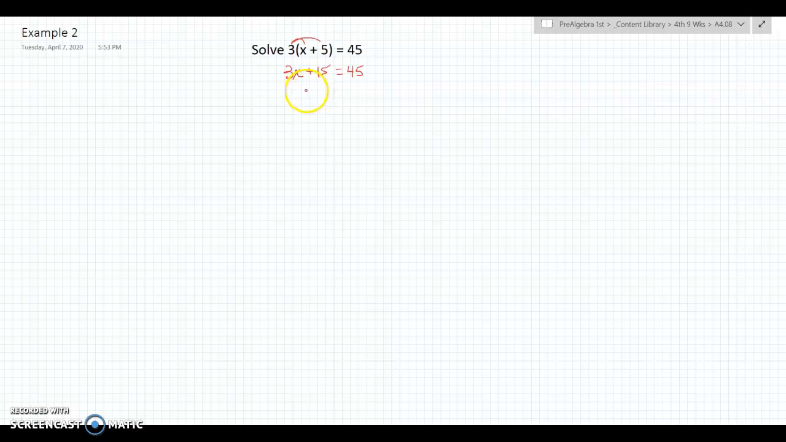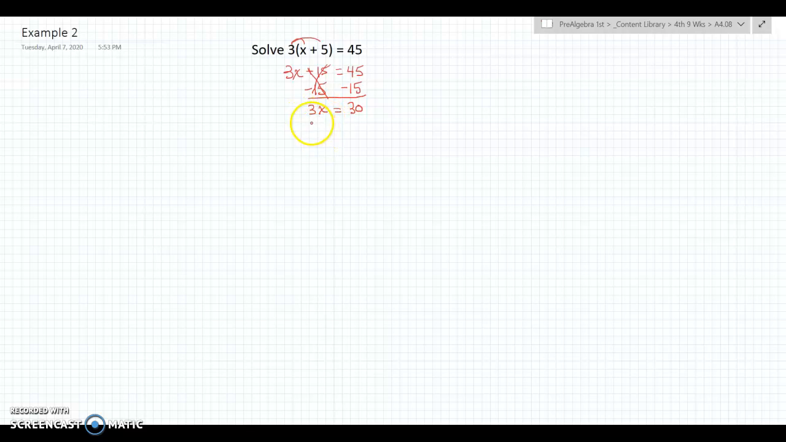Now I want to isolate the variable x by using inverse operations. So I'll start off by subtracting 15 from both sides, because the inverse of addition is subtraction. That gives me 0 there, so I'll just cross that out. So now I have 3x on the left-hand side and 30 on the right-hand side.